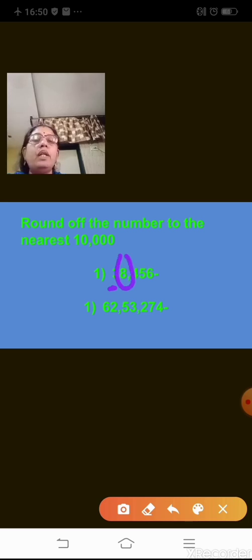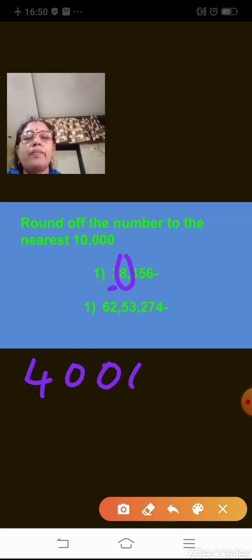Now here the number at the thousands place is 8. That means while rounding off a number, you will add 1 to the number in the 10,000s place. So your number will become 4, and the rest of the numbers you will put as zeros. In the thousands place, hundreds place, tens place and ones place, you will put a 0. So while rounding off, your number becomes 40,000.